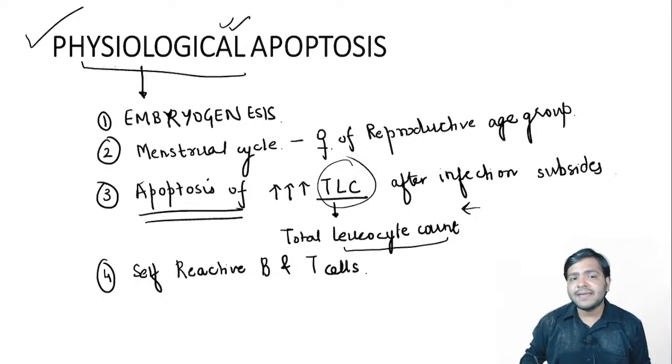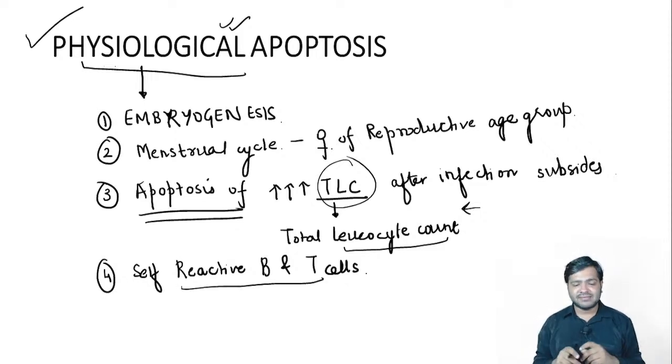Coming on to the fourth type, that is the self-reactive B and T cells. Now, can anyone tell me one thing in the chat box? B and T cells are produced from? They are the cells of what?